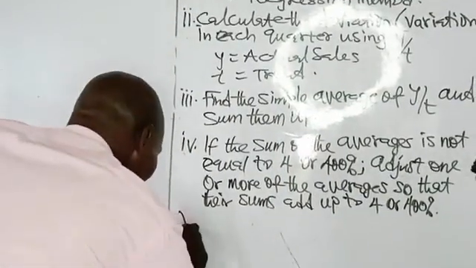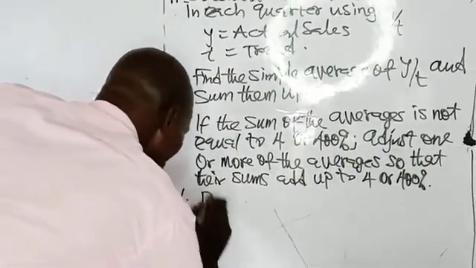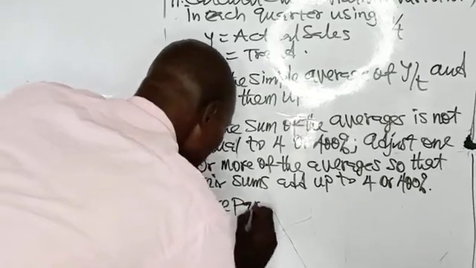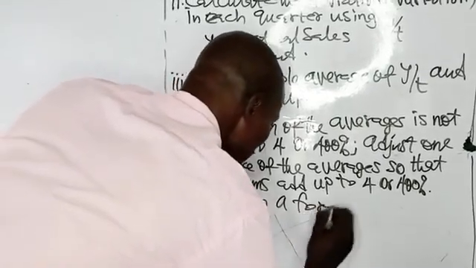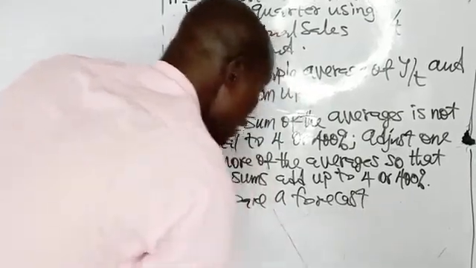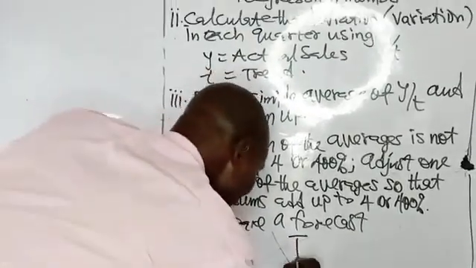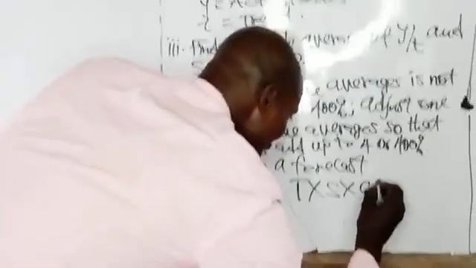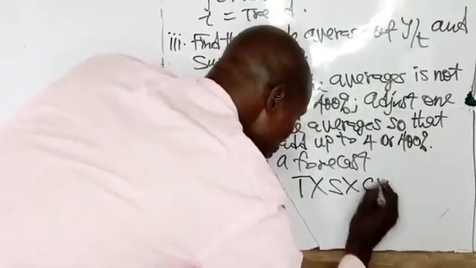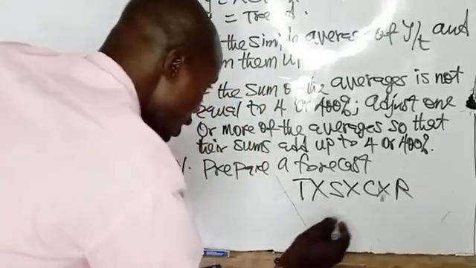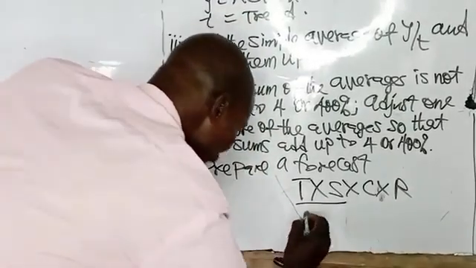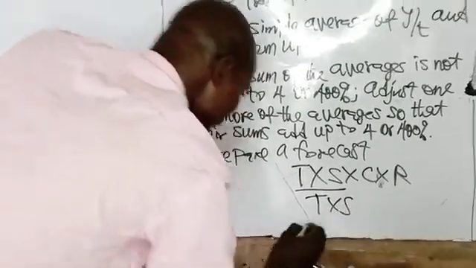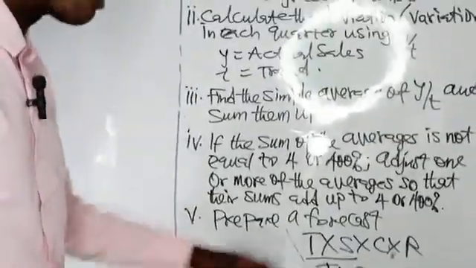Number 5, prepare a forecast using the multiplicative model. That is, trend times seasonal variation times cyclical variation times random variation. If these two are to be considered, we have T times S. So we prepare a forecast using this formula.